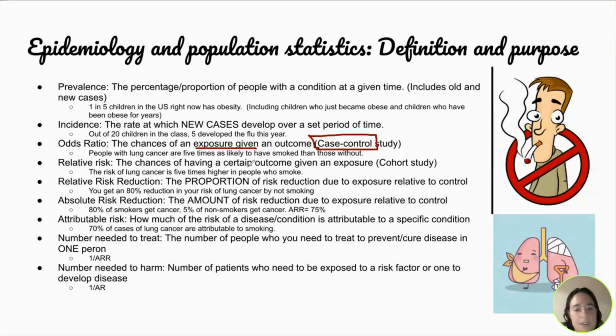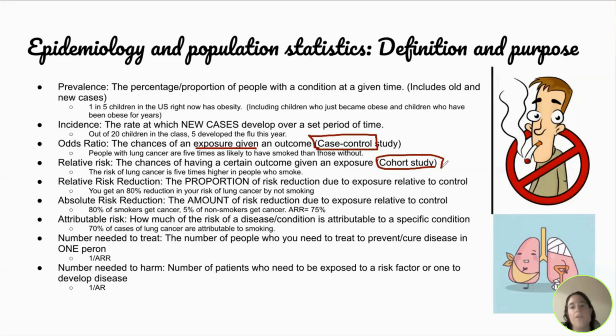The relative risk is the chances of having a certain outcome given an exposure. So this comes from a cohort study. So this one I'm looking forward. So this one I break them by smokers, non-smokers. I don't know and I don't care whether they have lung cancer or not until I complete the study. So I gather people who smoke, I gather people who don't smoke.